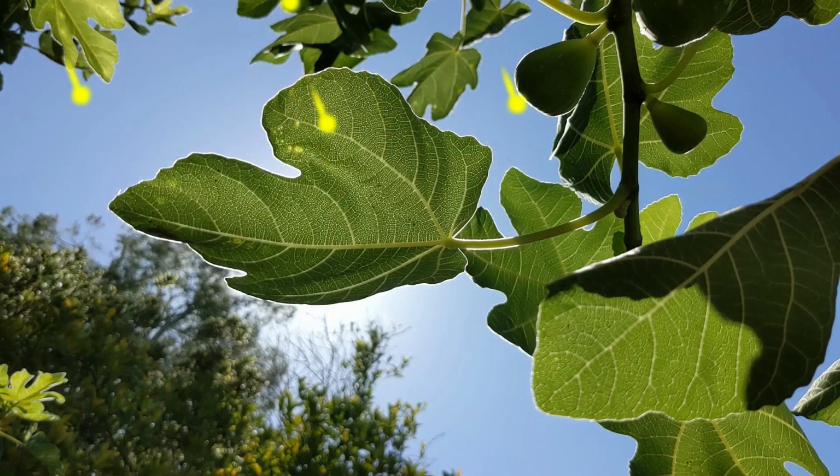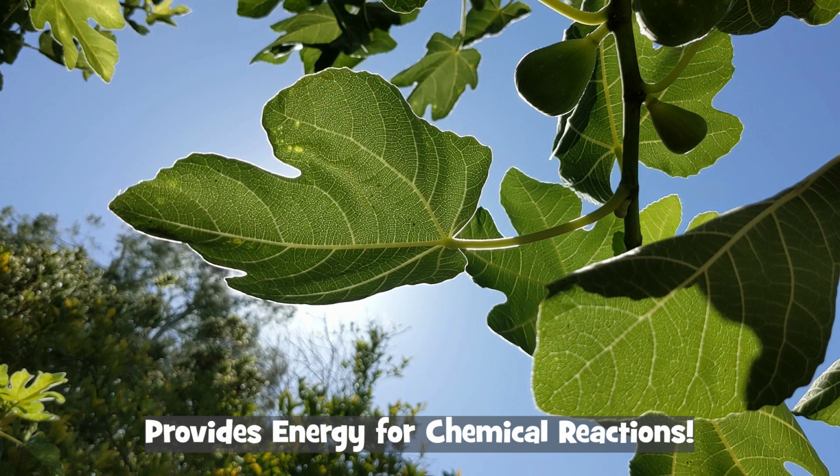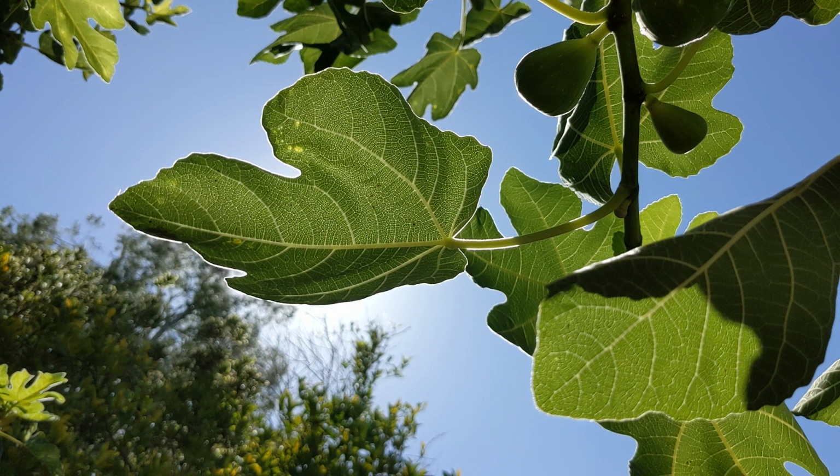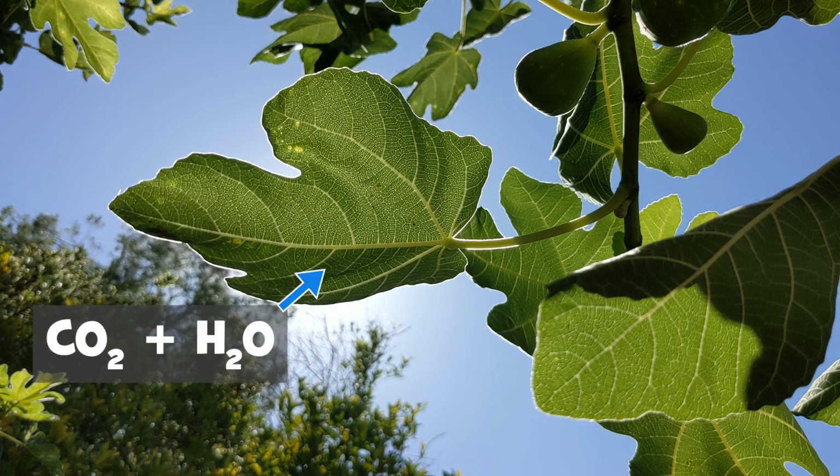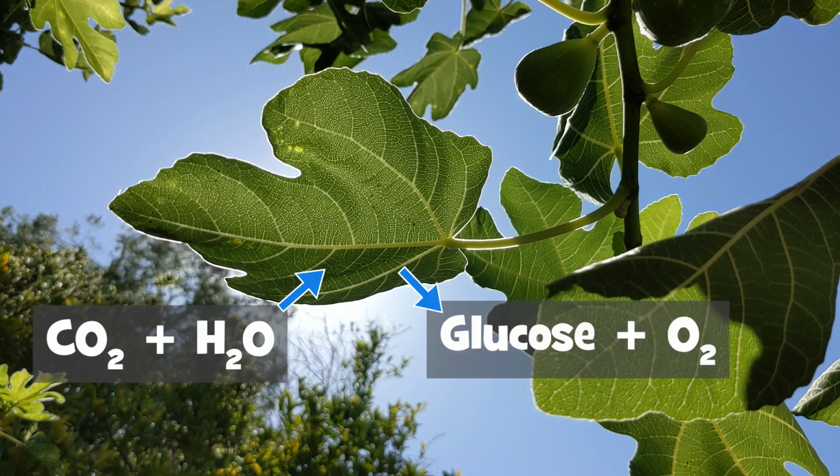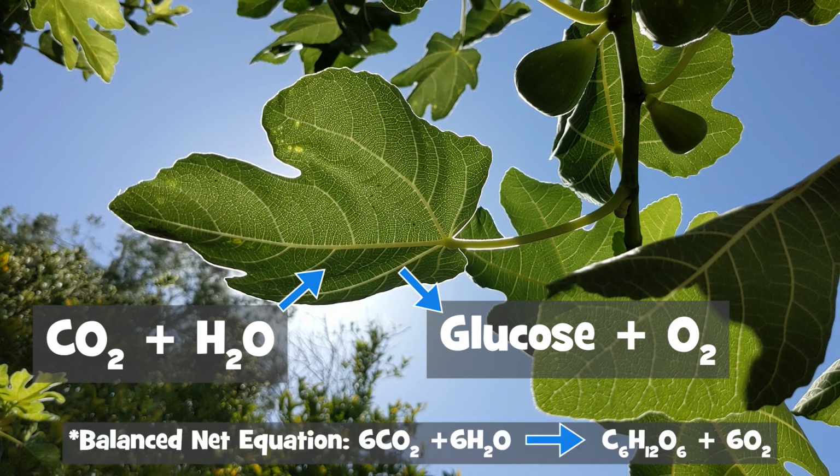In short, when light strikes a leaf, this light is absorbed and the light energy is used to drive a series of chemical reactions that ultimately make sugars and other organic molecules. Overall, carbon dioxide and water are taken in by the plant and used to make glucose and oxygen gas.